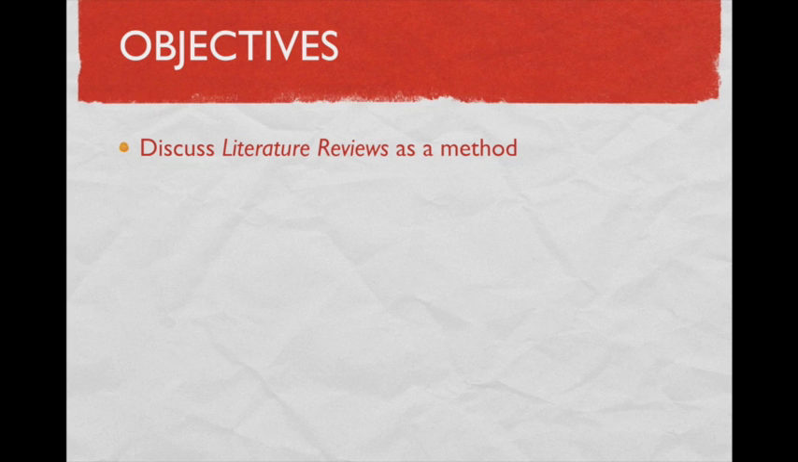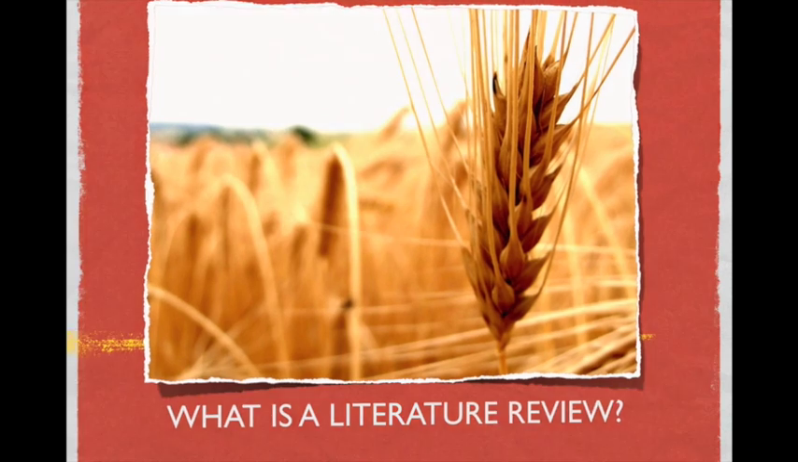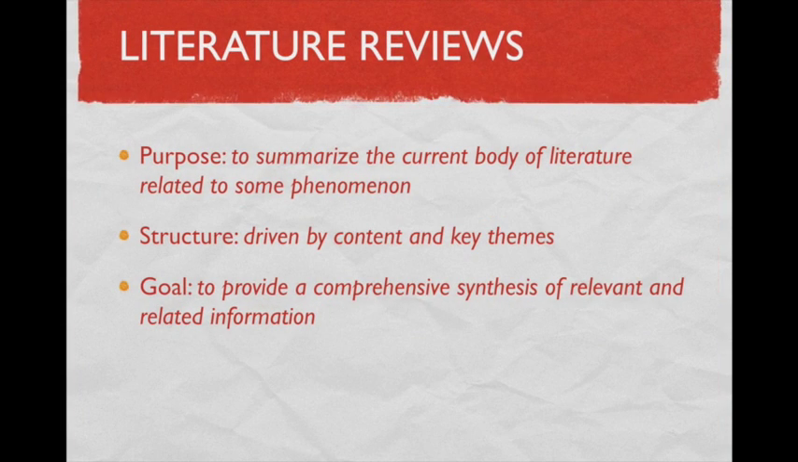So today, we're focused squarely on looking at this expansive knowledge base that we have about any particular topic, and how do we begin to narrow that down and filter it into creating something that's actually meaningful and useful for us. So the first natural question might be, well, what exactly is a literature review? And so our text gives us some information about this. A literature review is used to summarize the current body of literature related to some phenomena.